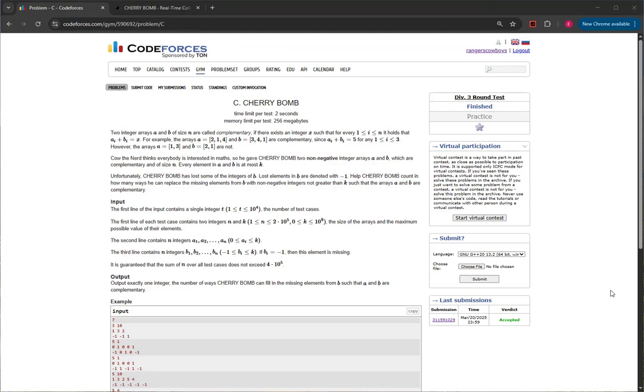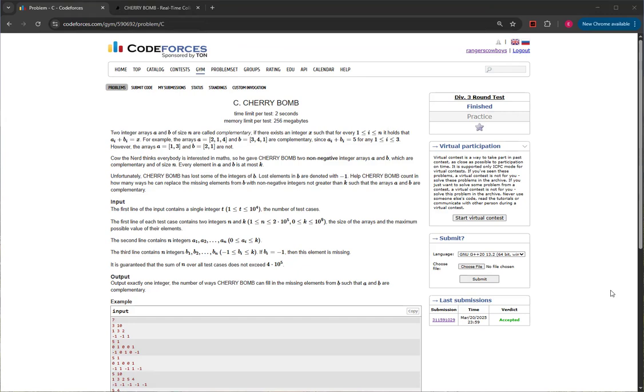In today's video, I'm going to show you how to solve Cherry Bomb, question C from Codeforces Round 1020, Division 3. So, you're given two integer arrays A and B of size n. They're called complementary if there exists an integer x such that for every i from 1 to n, it holds that A_i plus B_i is equal to x.